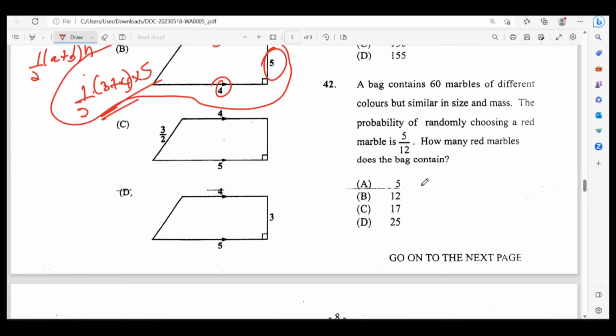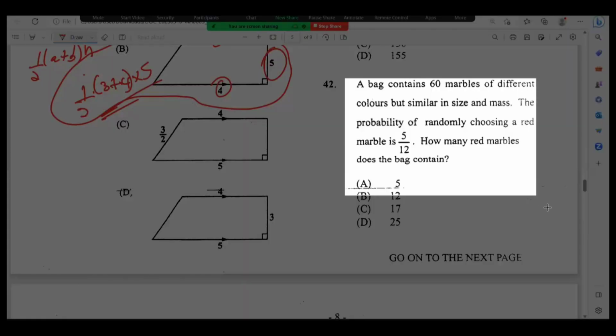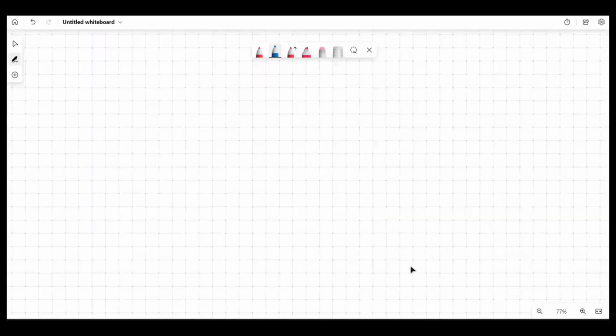A bag contains 60 marbles of different colors, but similar in size and mass. The probability of randomly choosing a red is 5/12. How many red marbles does the bag contain? Nice way of putting the question. All right, let me snip this so I could just go to a better screen. I could write over there. Let's go for it.